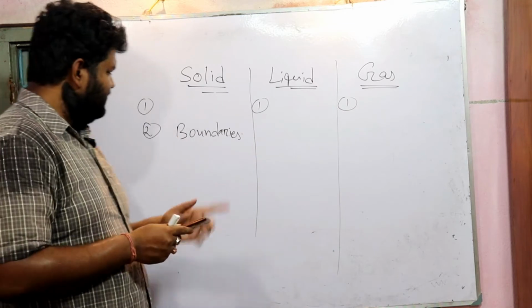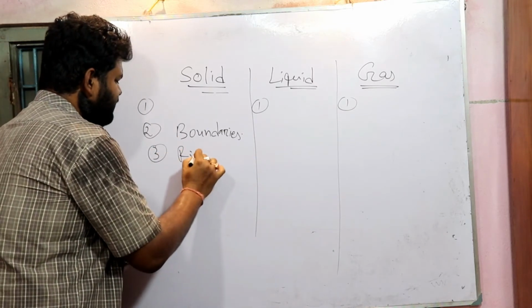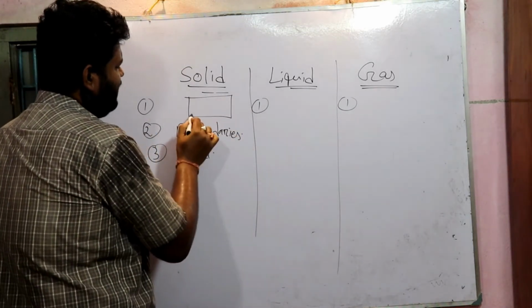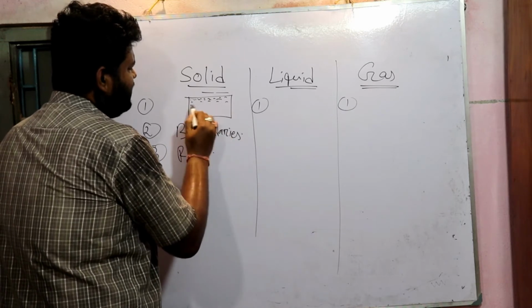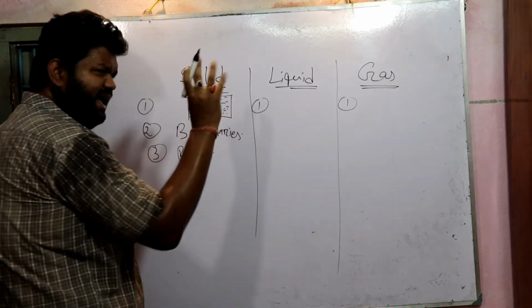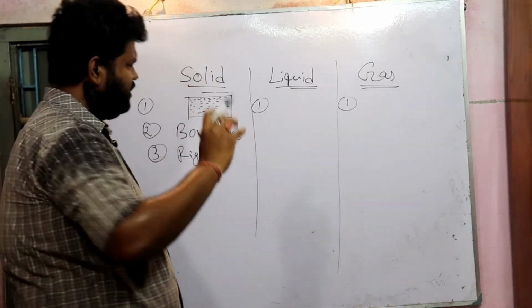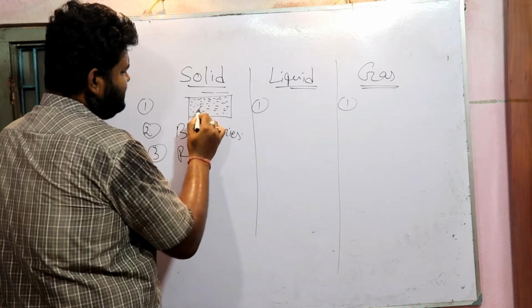Number 3, this one is rigid. You know what do you mean by rigid? Rigid means in the solid matter, the particles present inside it are very tightly attracted by each other. That means very low compressibility is there. You cannot compress much because they are already rigid in nature. So maximum rigidity is here.